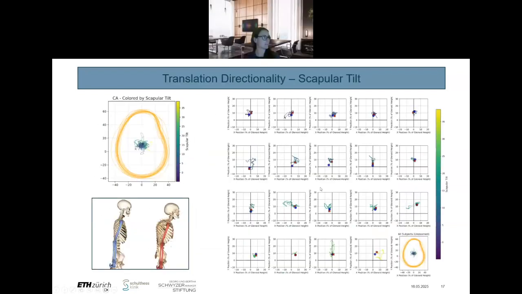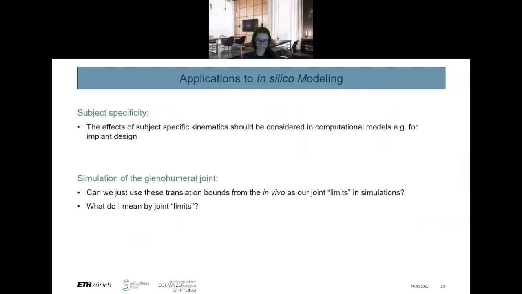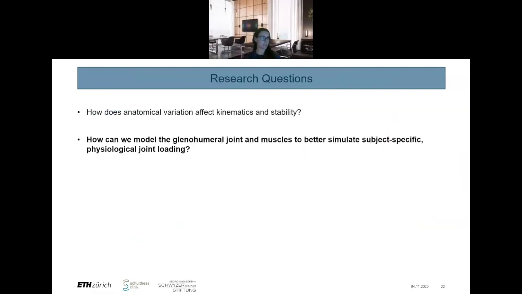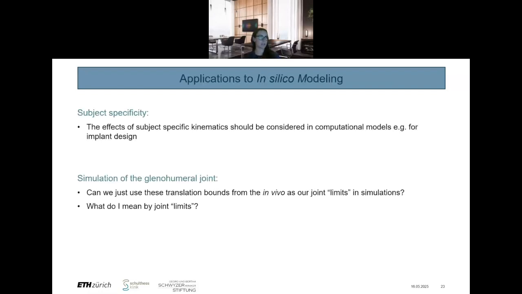All right, so we can move on to the next section. Focusing now more on the simulation side of things, I think there are a few takeaways that link the in vivo work to the simulation. First of all, subject specificity should really be accounted for. And of course, we also need to see what impact this would have in pathological populations, because that's really relevant for implant development.